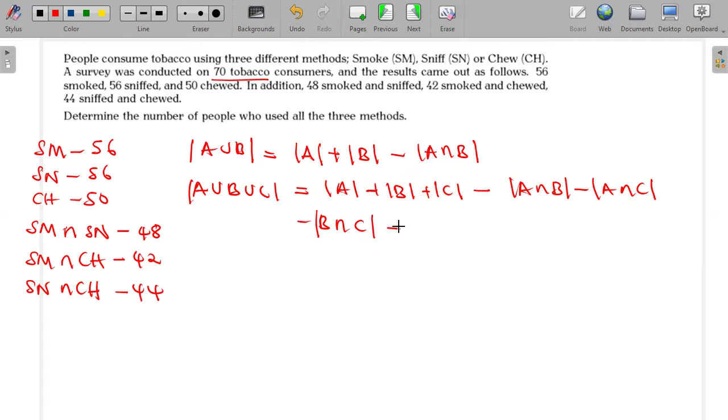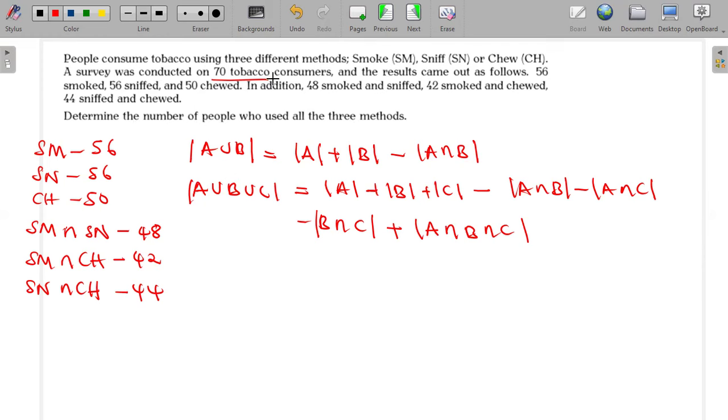So you have to add back the cardinality of all the three sets, that is A intersect B intersect C. So you add them. This here is what we're going to use in order to determine the number of people who used all the three methods.